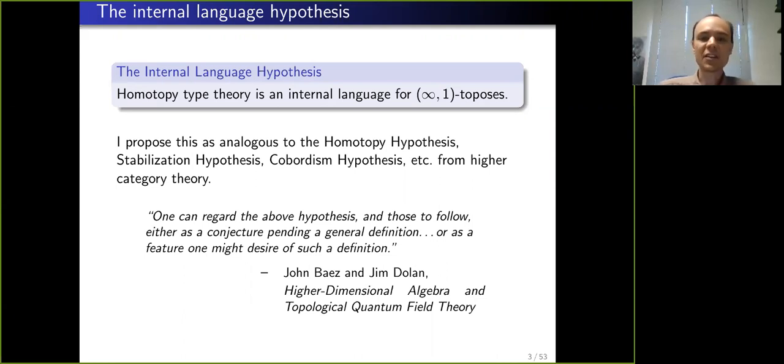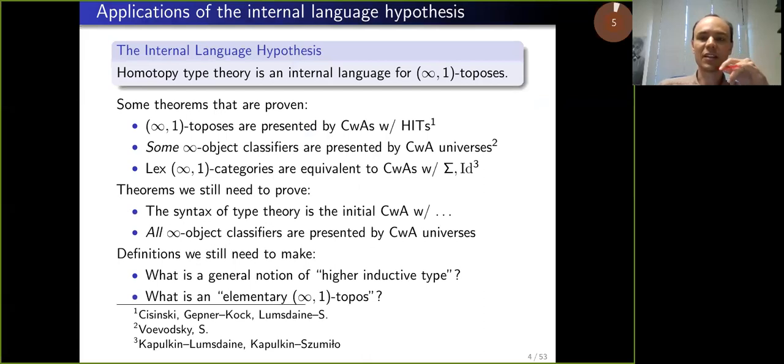And in this case, the definitions of words might include things like homotopy type theory. What exactly does that entail? What sort of type operations? What sort of structure? And even infinity one toposes, we know what some of those are, but we don't have a general definition of an elementary version.